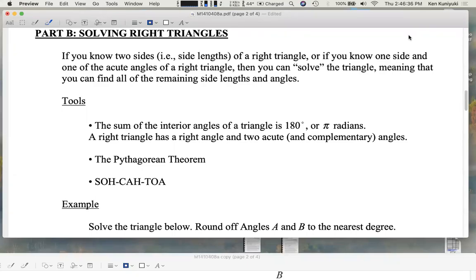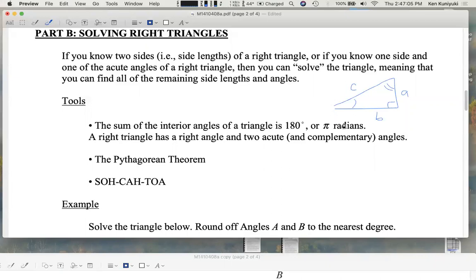Hi everyone, we're going to solve right triangles. So you could say that a triangle consists of 6 parts, 3 angles. For a right triangle, one of them is a right angle, and 2 complementary angles that add up to 90 degrees. And also 3 side lengths, which we could label little a, little b, and little c for the hypotenuse.